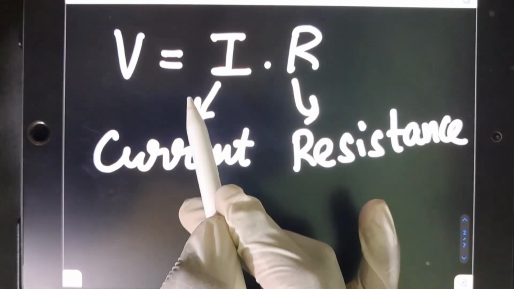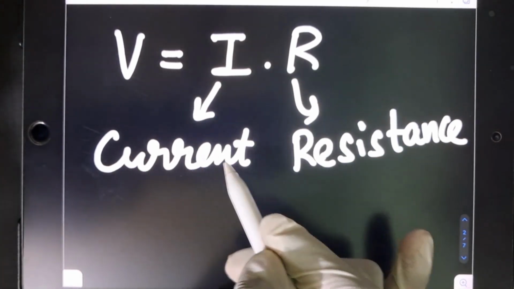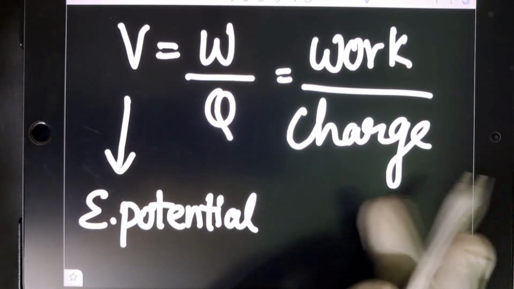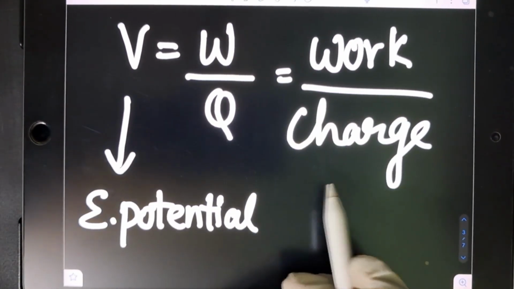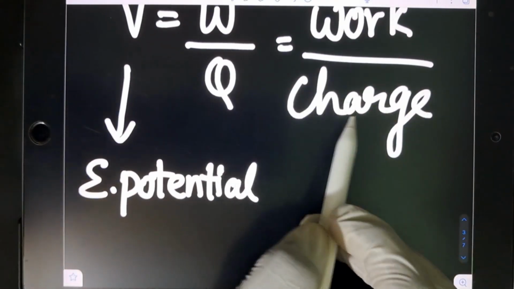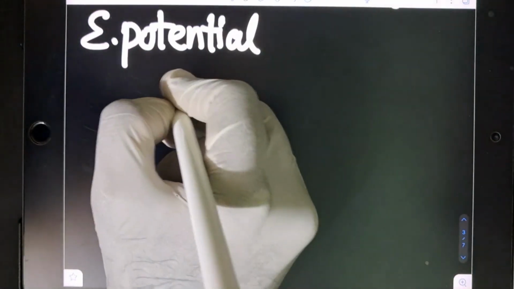So let's find out with formulas. V is equal to IR. Here I represents current, R represents resistance. So V is equal to work by charge. V is equal to W by Q. V represents electric potential. So let's do this.